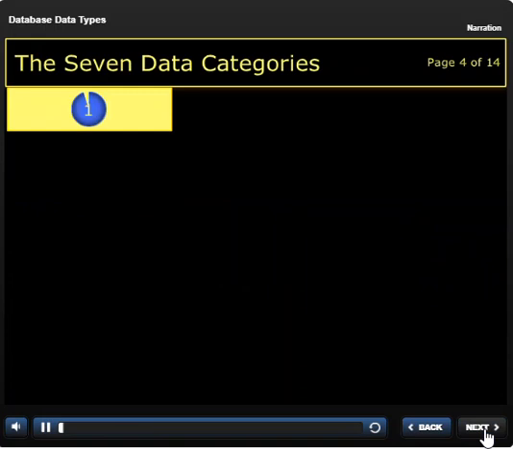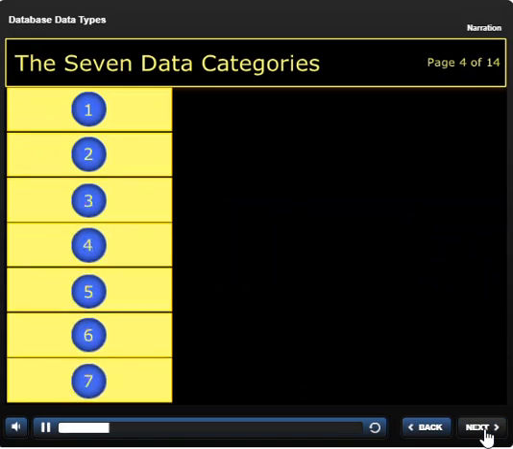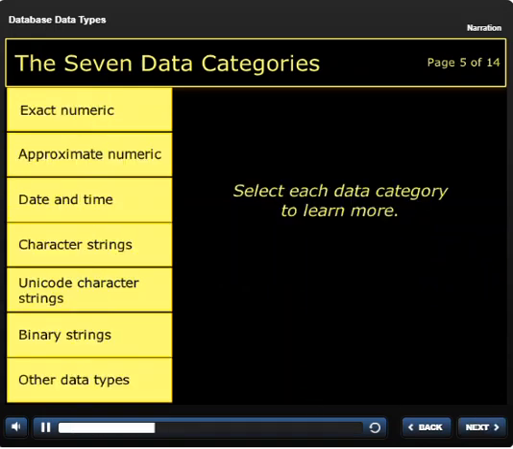There are 7 data categories used by programmers. These are: select each data category to learn more.